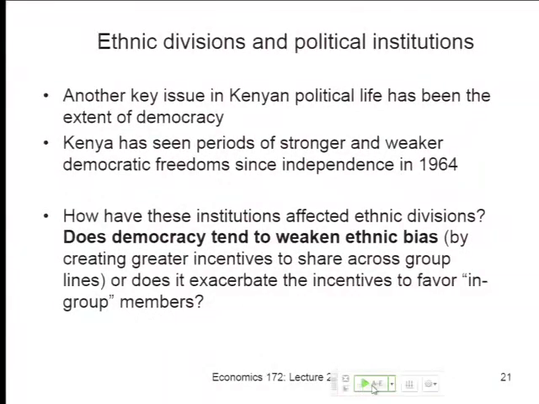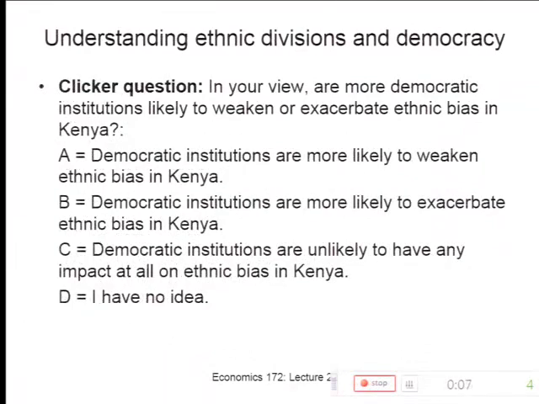Okay. So, in your view, are more democratic institutions likely to weaken or exacerbate, make worse, ethnic bias in Kenya? A, democratic institutions are going to weaken ethnic bias, meaning there's going to be less ethnic bias. Democratic institutions are going to make it worse, that's B. Democratic institutions probably won't have any impact, and I have no idea, which is a respectable choice, always. Although it's more fun to guess.